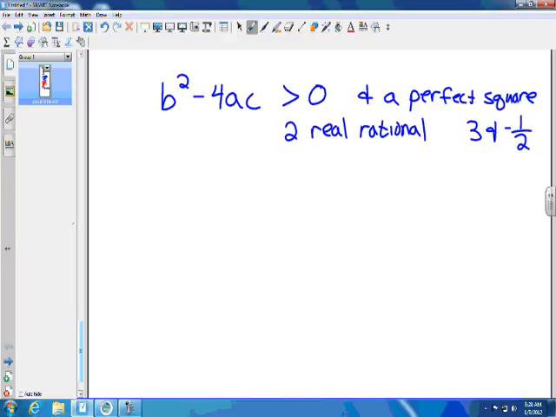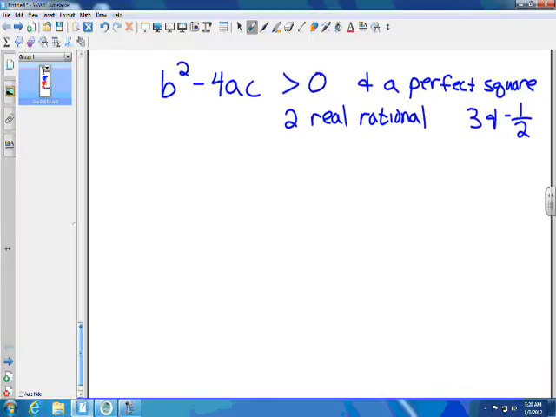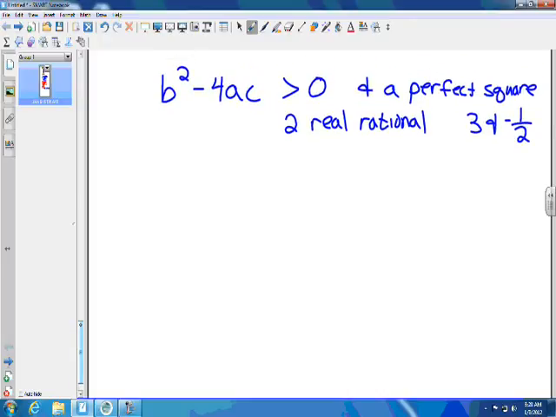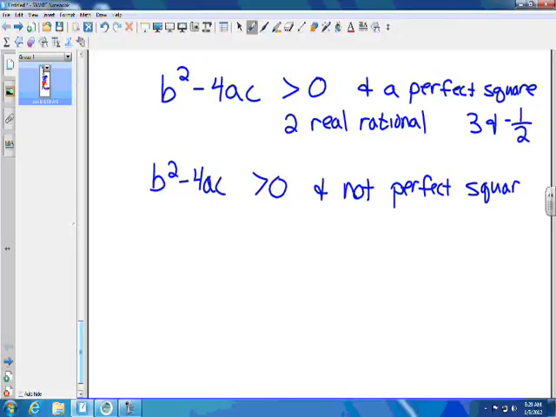And just by seeing what you get for the discriminant, you can tell me what they will look like, whether it be two real rational, whether it be a double root, and so on. If it's positive and not a perfect square, what's it say you should get? Two real irrational.